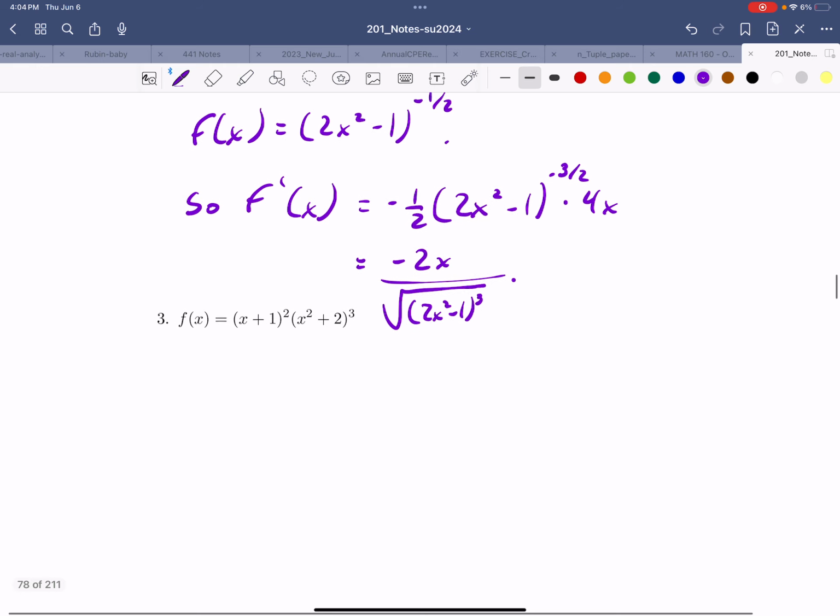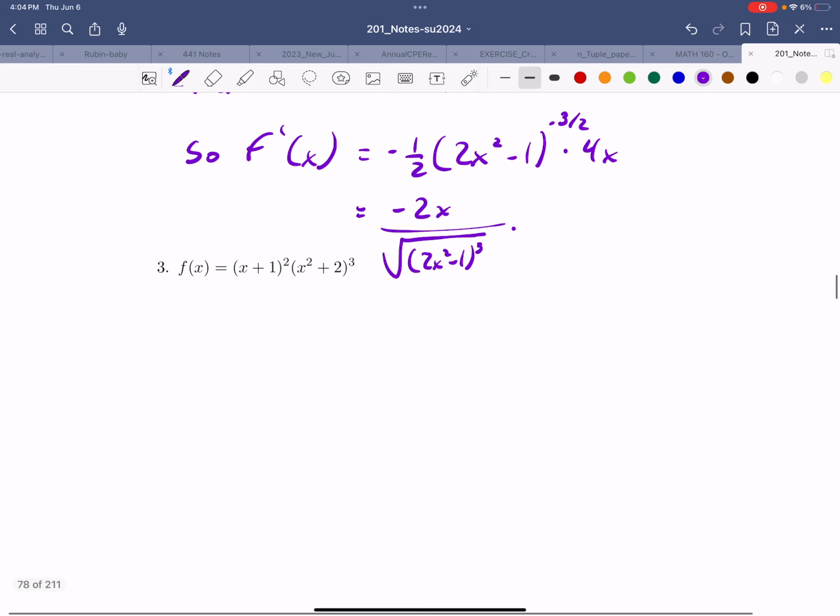Okay. Oof, number 3. A couple of chain rules within a product rule. No thanks. But I suppose it's still better than multiplying all this out, right? Because, come on, who wants to do that? So notice that we've got a product, 2 parts, each of which is going to require a chain rule. But that's okay. We can do that.